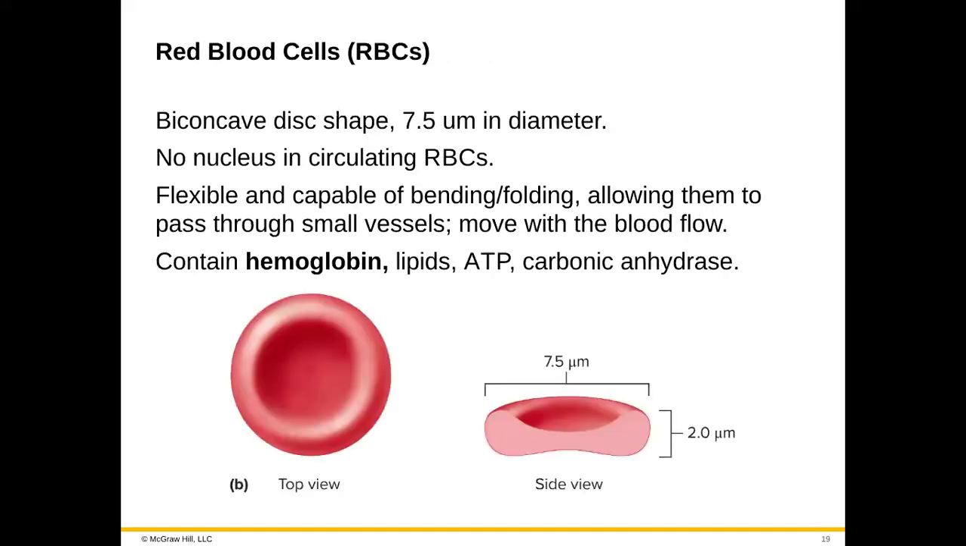So I alluded to this earlier, red blood cells or RBCs. They have a biconcave disc shape. They're 7.5 microns in diameter. No nucleus in a circulating red blood cell. It's already been extruded.